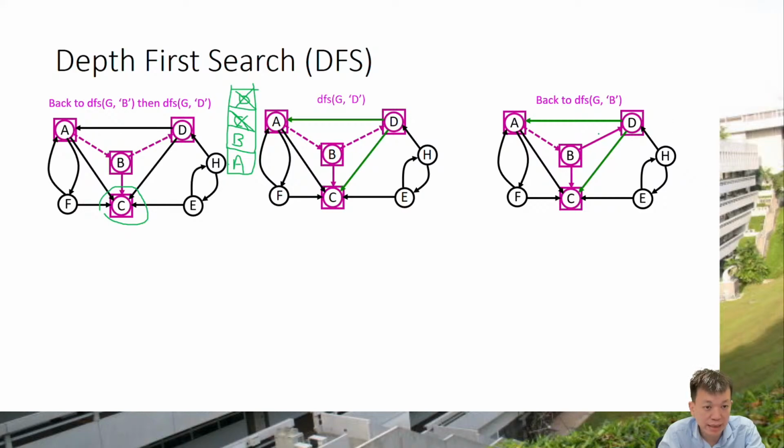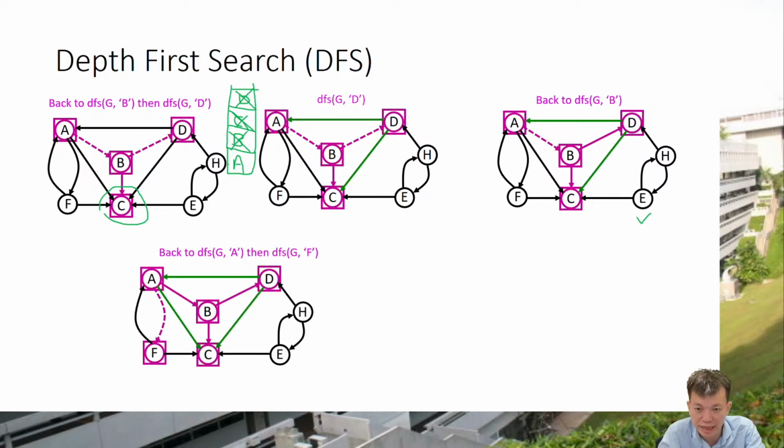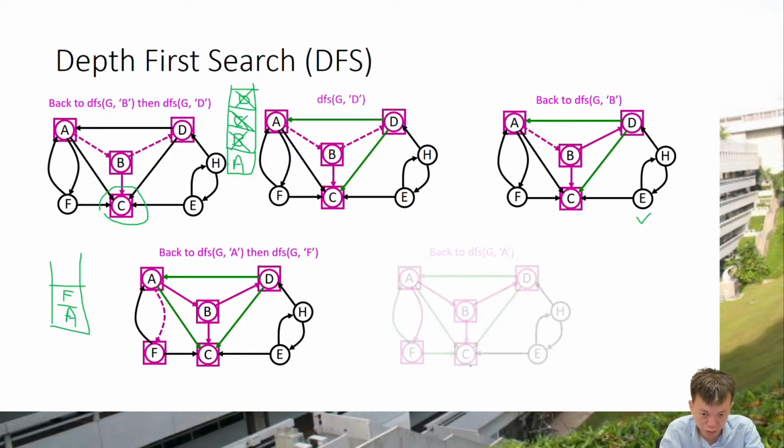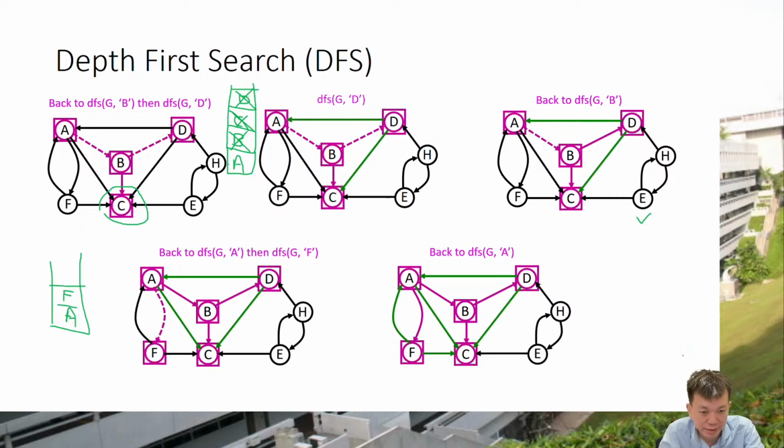Then after that, you go back to try B. You pick B, but B also has no more neighbor, so you have to pop it out. Then next one is A. A still has one more, so A can try to visit F. You push F, but after you push it in, you check again and F also has no more. So in the end, you have visited all the nodes you can.